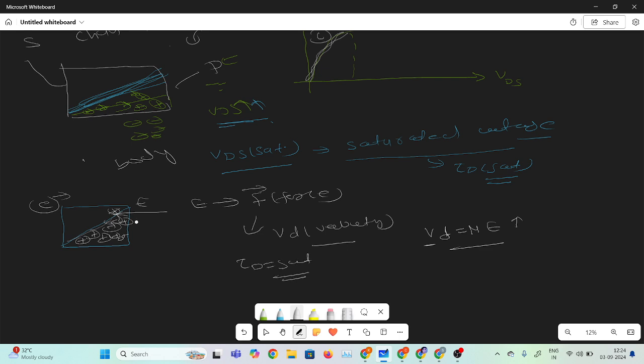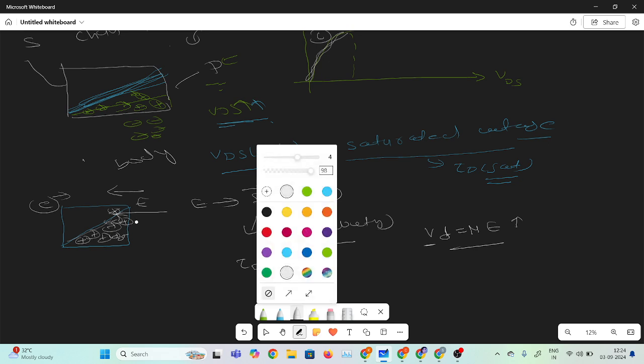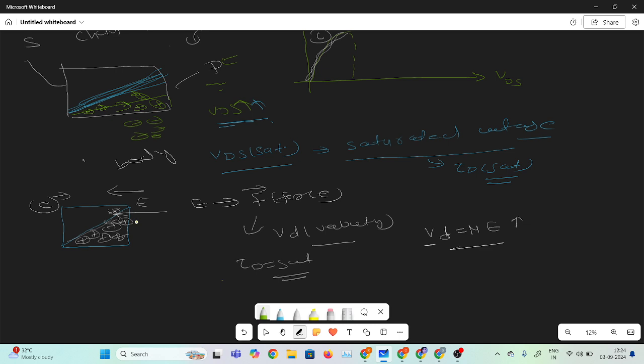Again I am telling, if the channel is depleted, a high amount of electric field develops. Due to this, a high force will act on the electron. Due to that, the velocity of the electron will be saturated. If the velocity saturates, then the ID current will also saturate. That is what I am telling.